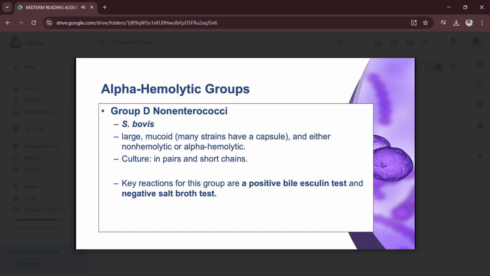So what would it look like under the microscope after staining? They are usually arranged in pairs. Some are in short chains. They have large colonies, mucoid also because of the presence of a capsule, and they are either non-hemolytic or alpha hemolytic. For testing, one key reaction for this group is that they have a positive bile esculin test but are negative in the salt broth test.